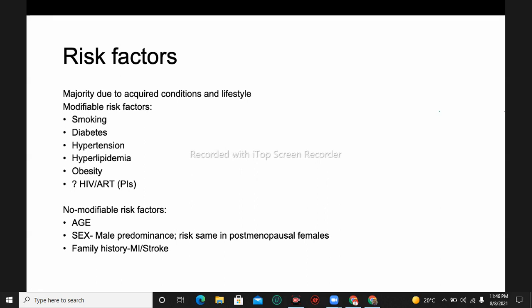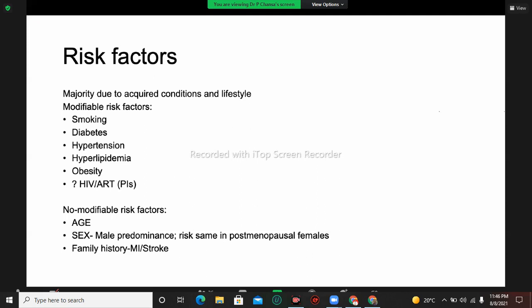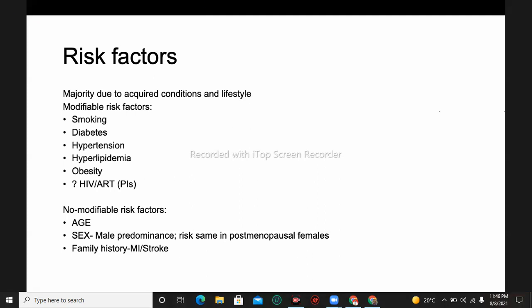How many packets per day? And then you ask also a history of diabetes, because this could be a patient who is a non-diabetic patient. Ask for history of hypertension. Sometimes these are diagnosed at the time when they have the MI. And then also ask if they had ever had the cholesterol checked and if it was high. You also have to elicit for risk factors like obesity.